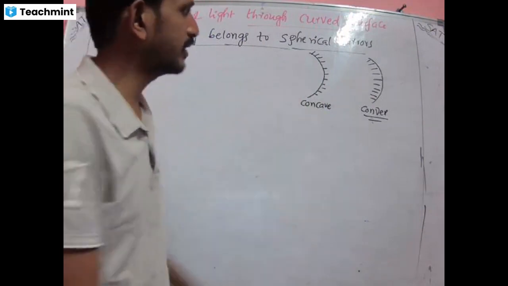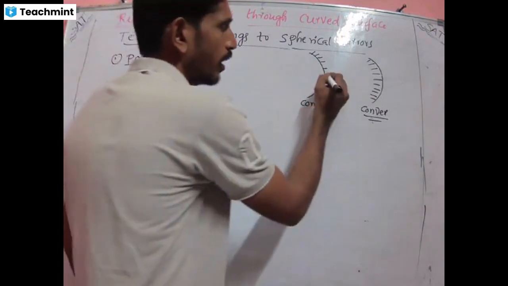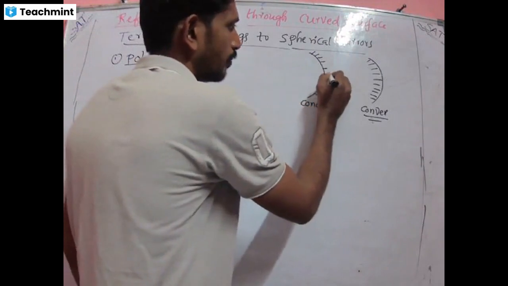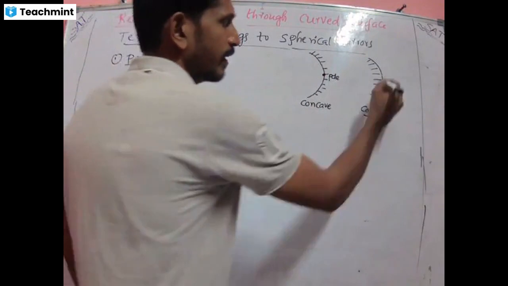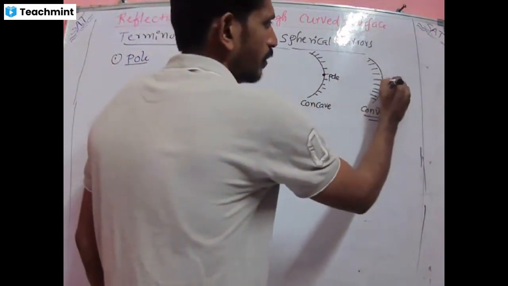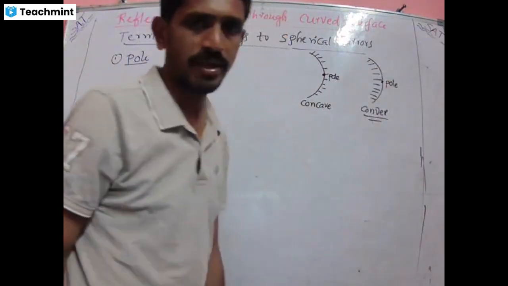So this mirror has a center point. This center point is called the pole. This is the pole of the concave mirror. This is the pole of the convex mirror.